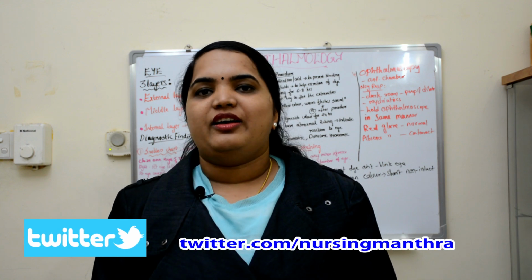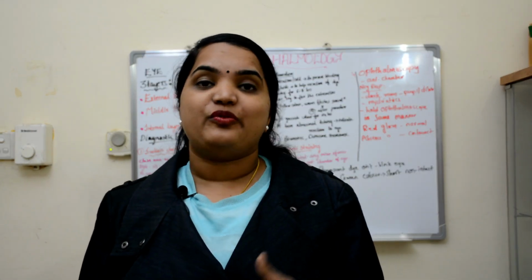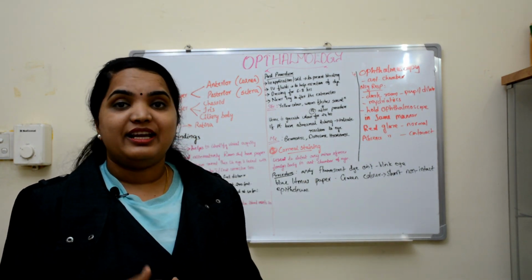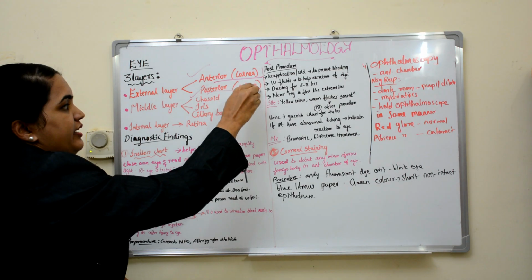So today we will first move through the anatomy of the eye. For the anatomy, basically we should know how many layers there are in the eye. We have mainly 3 layers: the external layer, middle layer and internal layer. In the external layer, we have the anterior and posterior sides. The anterior side is the cornea, and the posterior side is the sclera.